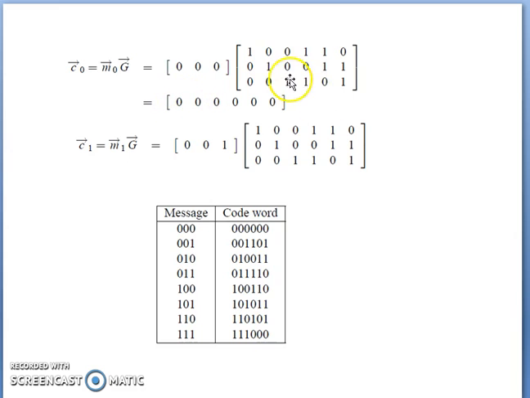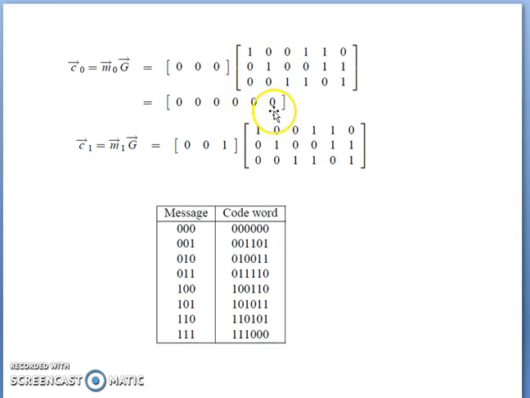And you can find that the first three rows, the first part of the matrix, is an identity matrix, so the first three bits of the code word will be the same as those of the message. So these 3 bits and these 3 bits must be the same. The remaining 3 bits are the check bits.